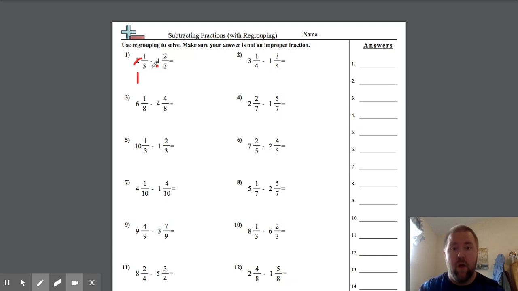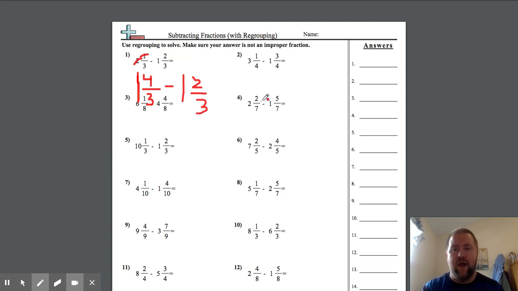Remember, when we are borrowing with mixed numbers, we take our denominator and add it to our numerator. So 1 plus 3 is going to be a 4. That's a wild looking fraction there. And our denominator is 3. Now I have 1 whole and 4/3, and I'm subtracting 1 whole and 2/3. Sorry, my numbers look crazy. It's the first time I'm using this. I think it's pretty good, actually.